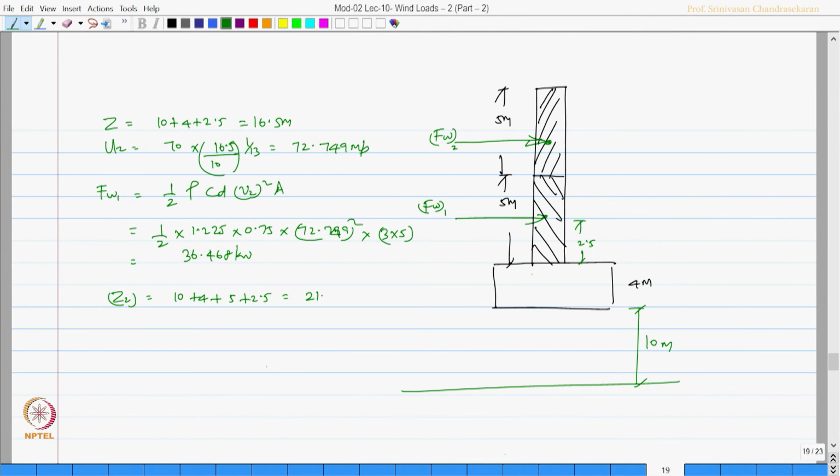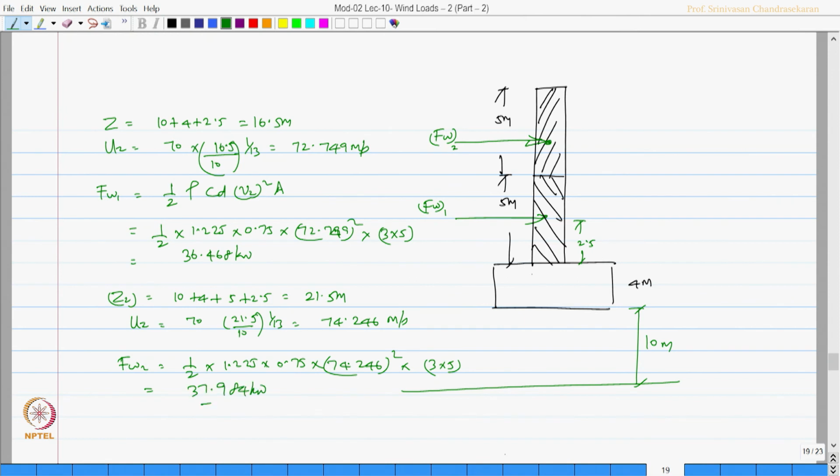Similarly, for the second piece, Z2 is going to be 10 plus 4 plus 5 plus 2.5, which is 21.5 meters. So again use u z equals 70 into 21.5 by 10 to the power 1 by 13, which is 74.246 meter per second, and FW2 is half into 1.225 into 0.75 into 74.246 square into 3 into 5, which gives me 37.984 kilonewton.